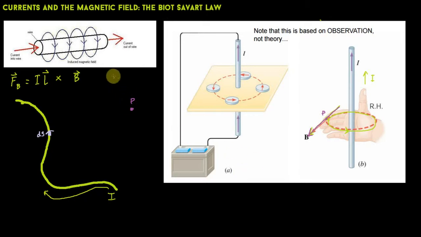So here we were talking about I cross L, and this ds vector is tangent to the wire. So this is ds, and this will always be perpendicular to the radius, which is the length of space between the wire and point P. That we're going to call R. And I said it's perpendicular, so let's note that it is perpendicular here, okay?